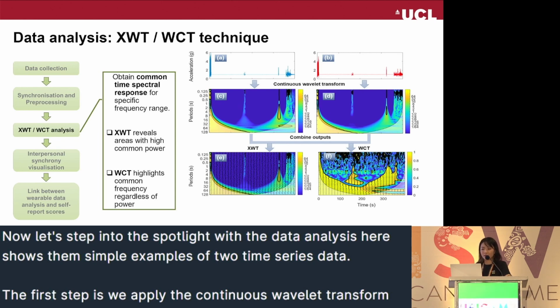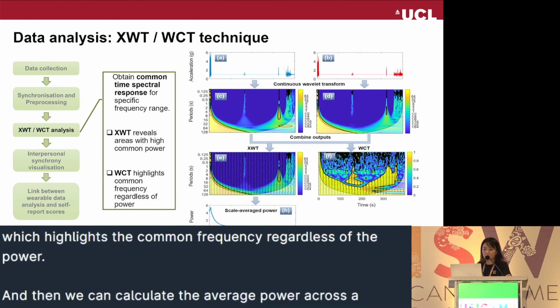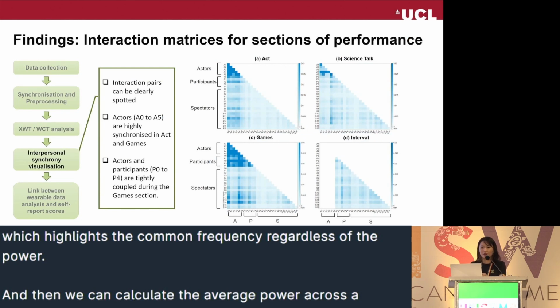And then the next step is we combine the outputs together to obtain a common time spectral response. There are two ways to combine them. The first one is the cross-wavelet transform, which reveals the areas with high common power. And the second method is the Wavelet Coherence Transform, which highlights the common frequency regardless of the power. And then we can calculate the average power across a specific frequency range that we want to focus on for different applications.